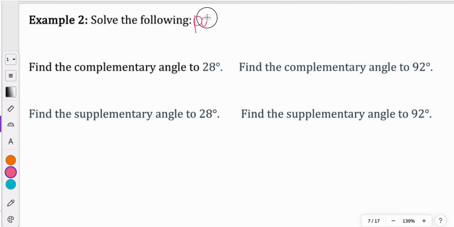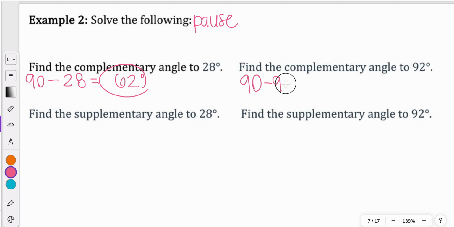You can pause it first, and when you're ready to check, go ahead and click play. So the first example says find the complementary angle to 28. All I'm doing is taking my 90 and subtracting 28, and I'm going to get 62 degrees. The next one's kind of tricky because it says find the complementary angle to 92 degrees. You can still start with 90 and subtract 92, but this time you're going to get negative 2 degrees. That just means we might be slightly over 90 degrees, and that negative 2 angle is just going to push us back to be exactly 90 degrees.